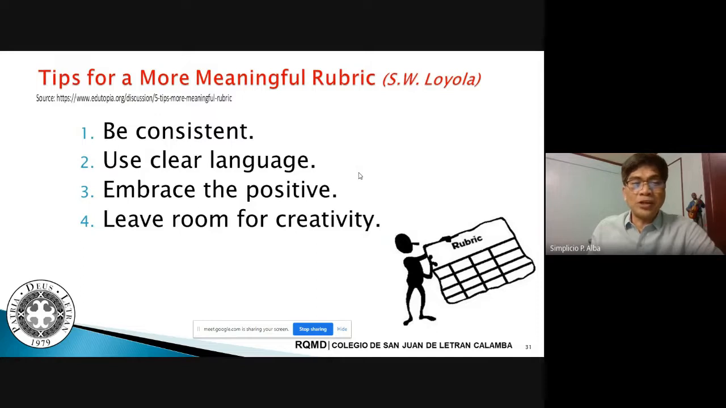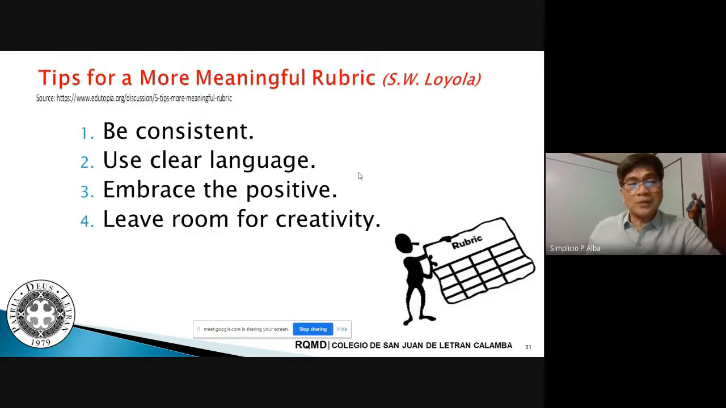And tip number 4, leave room for creativity. It means going beyond expectations as one of the rubric's criteria. Meaning, if they want the maximum points, encourage them to push themselves to come up with an imaginative way to go beyond what is asked. That will definitely push them outside of their comfort zone and will encourage creativity.